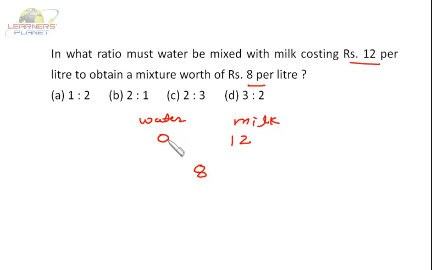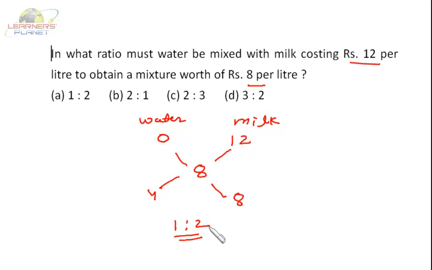Okay, so water is costing 0 rupees per liter and this milk is costing 12 rupees per liter. By mixing both of them, we wish to have a mixture of 8 rupees per liter. Okay, so it is 12 minus 8, 4, and it is 8 minus 0, 8. That means 4:8, or we can say 1:2.